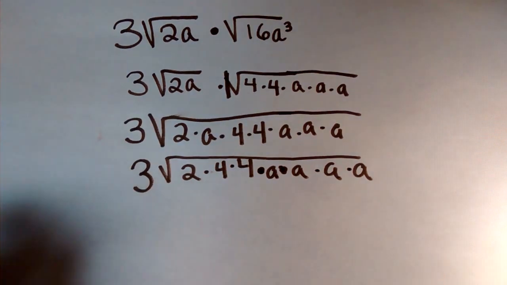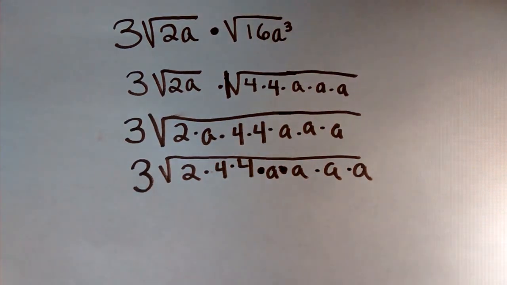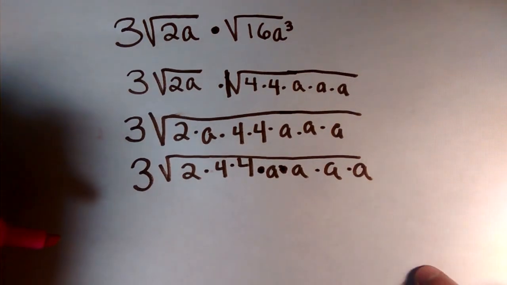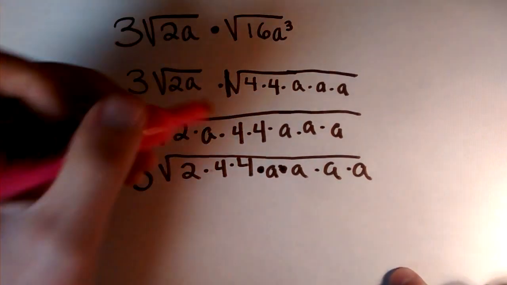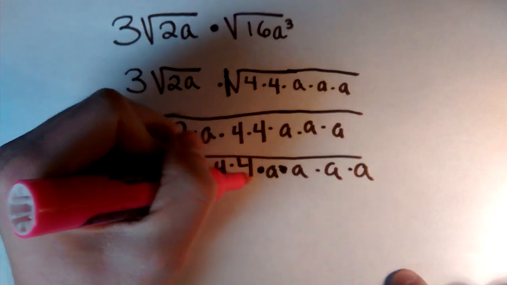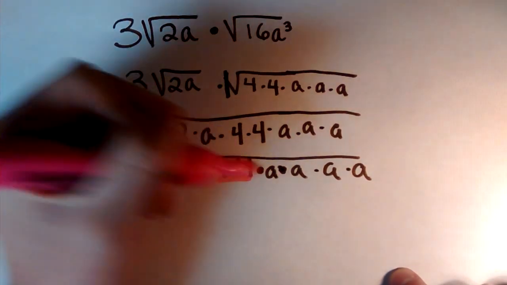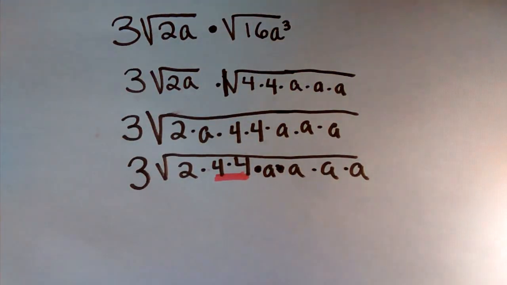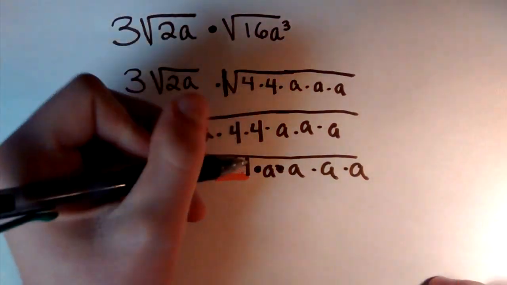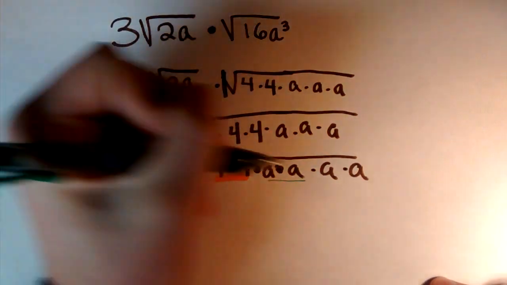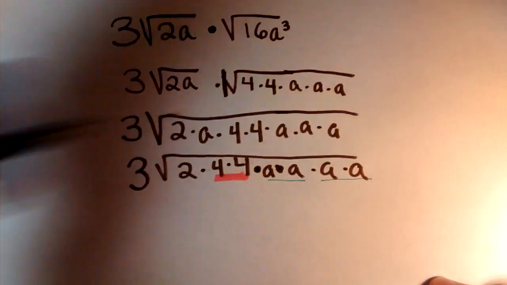Okay. So next thing we're going to do, we're going to underline any pairs that we can find under the radical. So we got a pair of 4's here. I got a pair of a's. Let's use a different color. I've got another pair of a's.